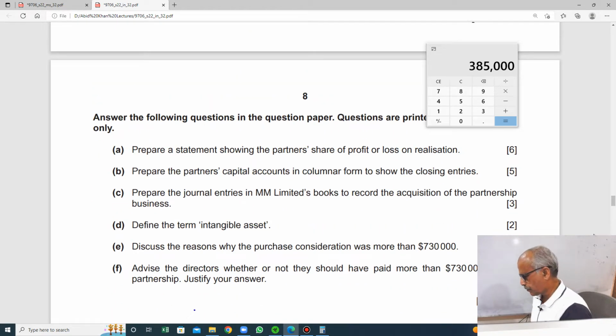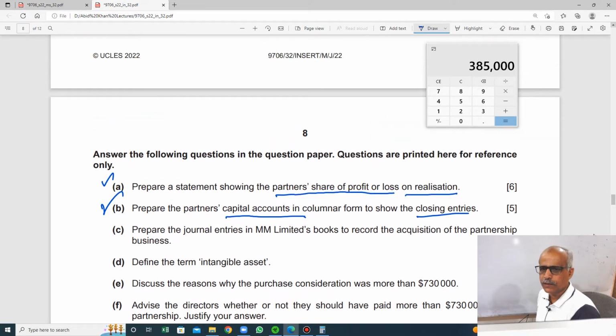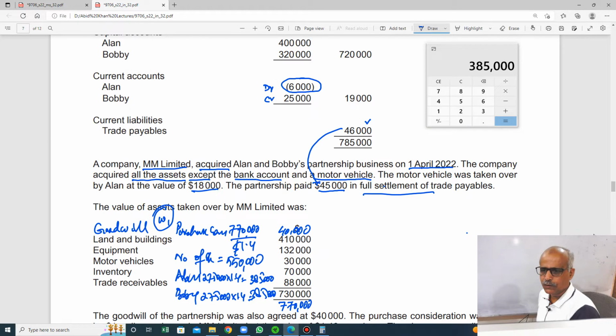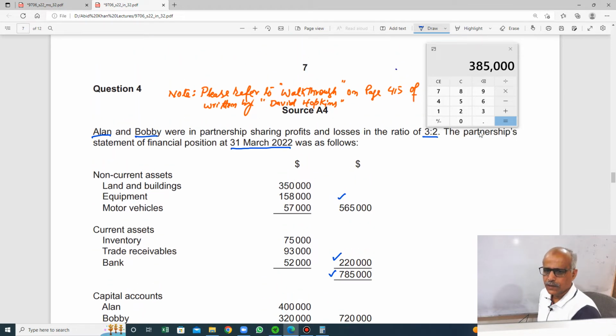What is required? Prepare a statement showing the partners' share of profit or loss on realization. It means we have to make a realization account, because the partnership business is winding up and they are selling their business off, so they will open a realization account where they will realize all the assets and liabilities. Prepare the partners' capital accounts and also the current accounts in columnar form to show the closing entries. So A and B, we will try to finish within a very short time. Now we will do all of it. So we have to make a realization account, right? First of all, I'll be starting this here. Question A, I'll be making the realization account.